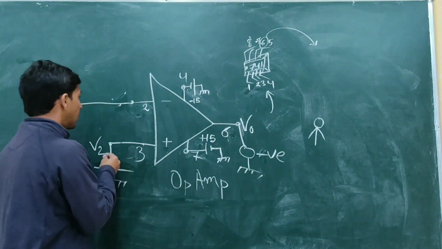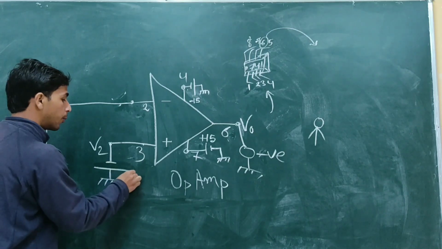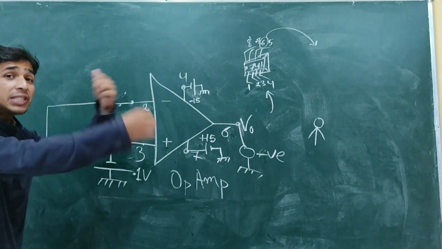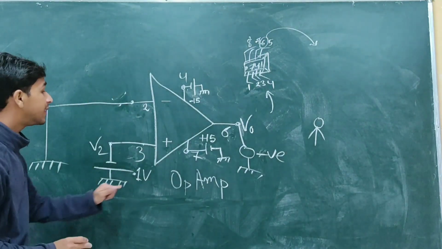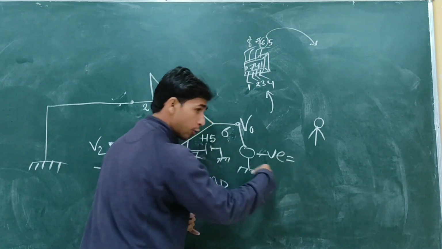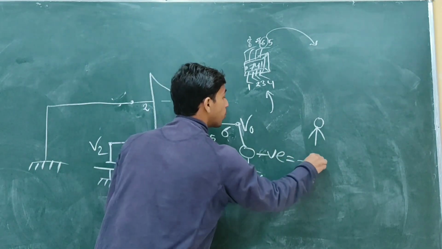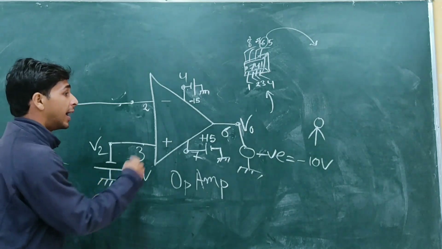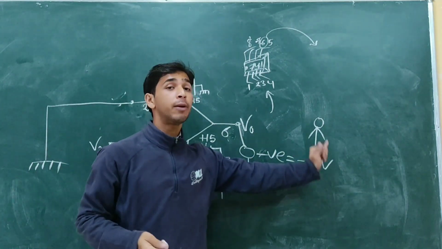So this voltage will work as amplifier. Means if you give 0.1 volt, and if the amplification factor is 100, in that case at output you will get 10 volt. If you give 0.1 volt negative, you are getting negative 10 volt.